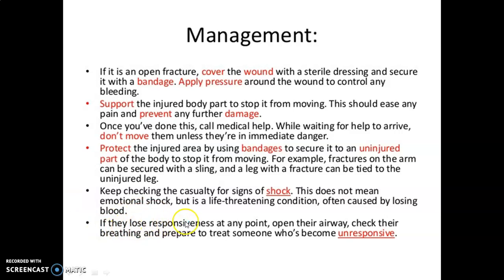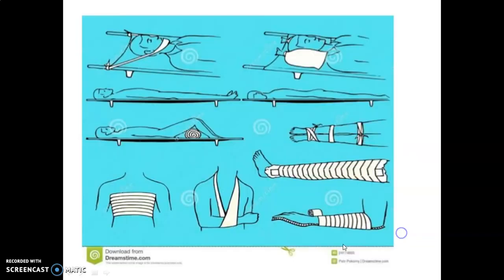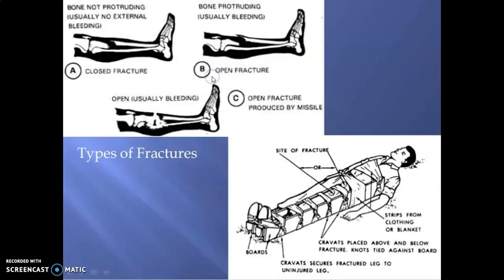If they lose responsiveness at any point, open their airway, check their breathing, and prepare to treat someone who becomes unresponsive. See the diagram. In this diagram or picture, the types of fractures are given: closed, open, and open fracture produced by a missile.